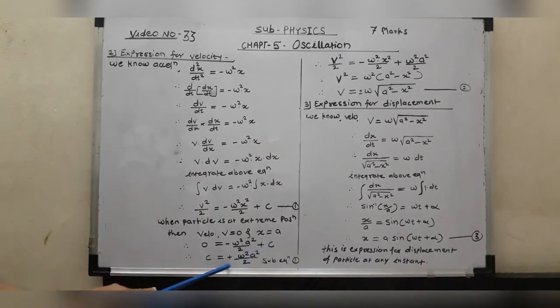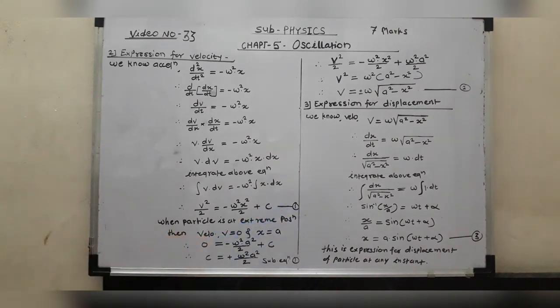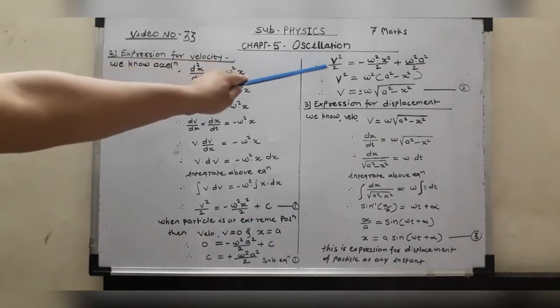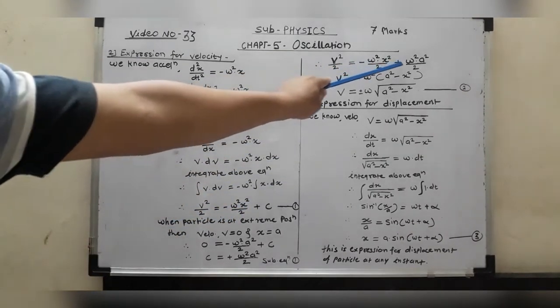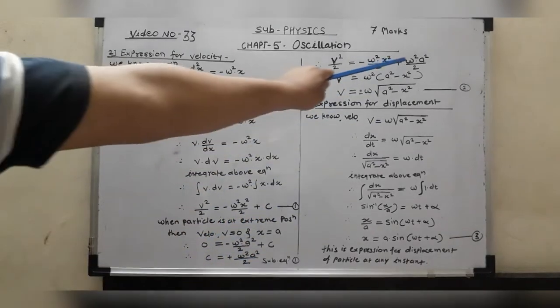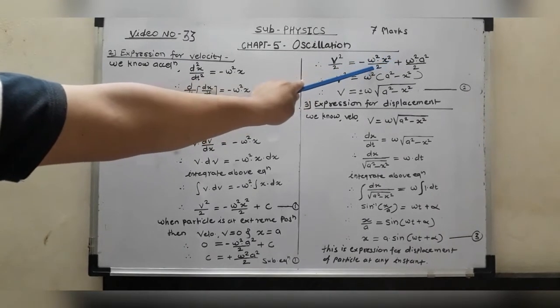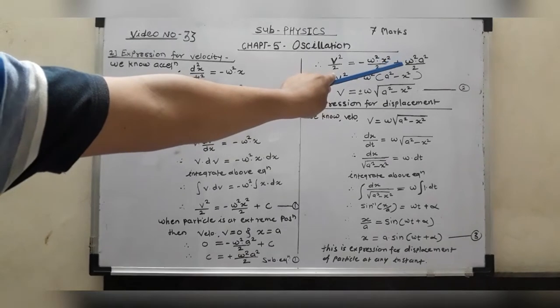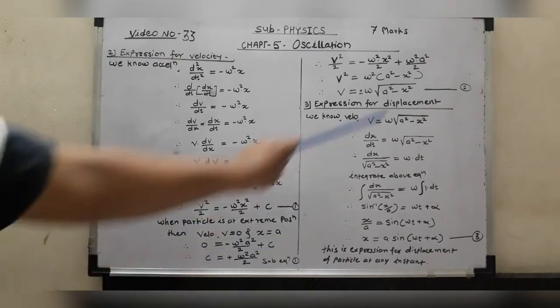The value of c is equal to plus omega square A square by 2. Substituting this value of c in the above equation, we get v square upon 2 is equal to minus omega square x square by 2, and instead of c we can write omega square A square by 2.